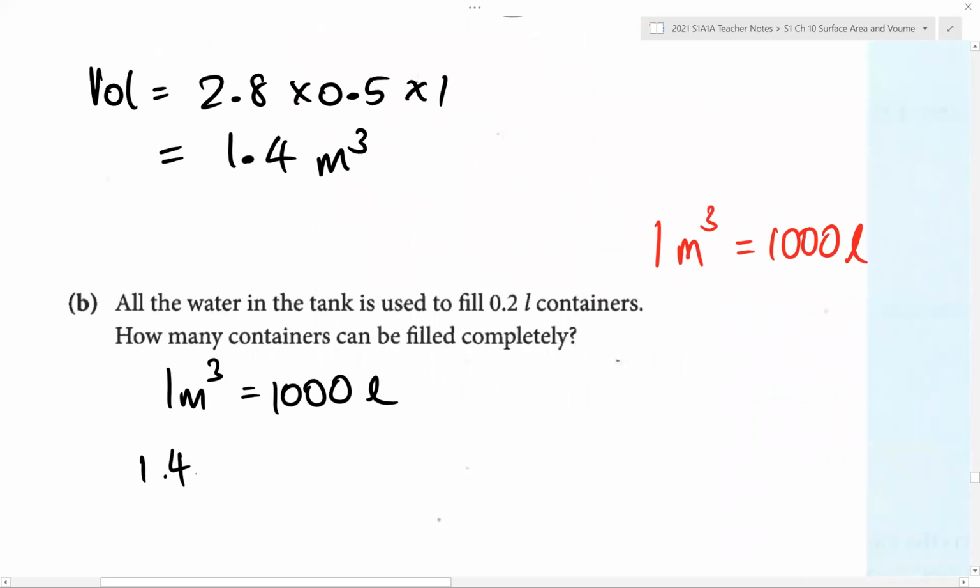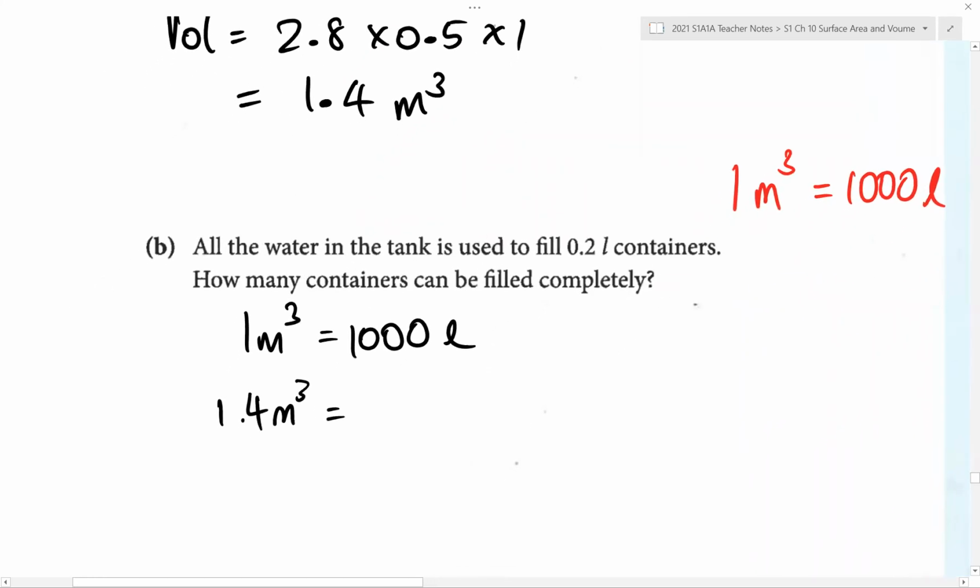What about 1.4 cubic meters? How many liters would that be? 1,000? 1,400. Okay, how do you get 1,400? Which is correct, by the way. How do you get the answer? Talk to me, talk to me. How do you get 1,400?